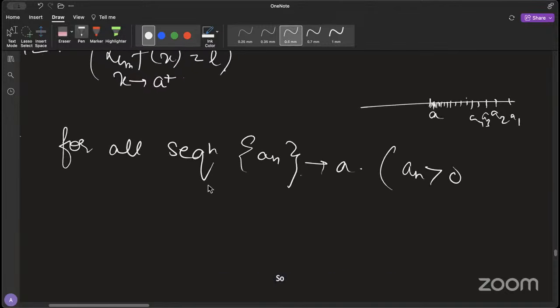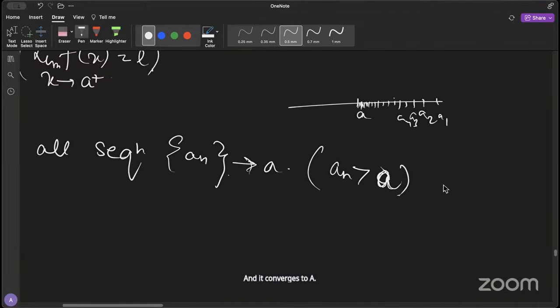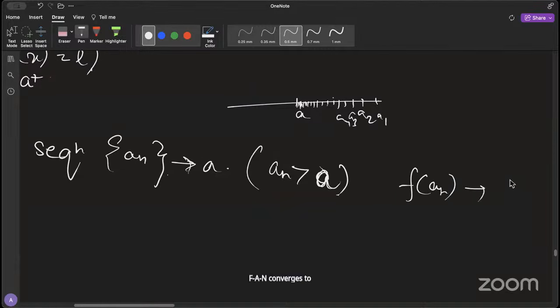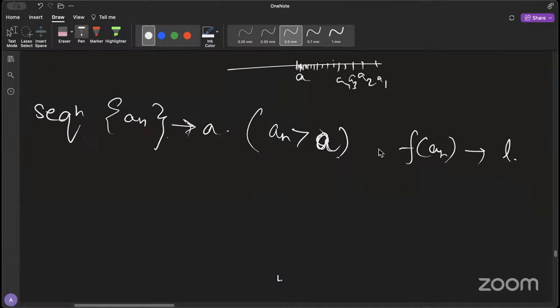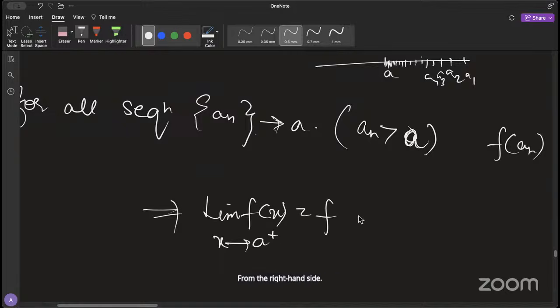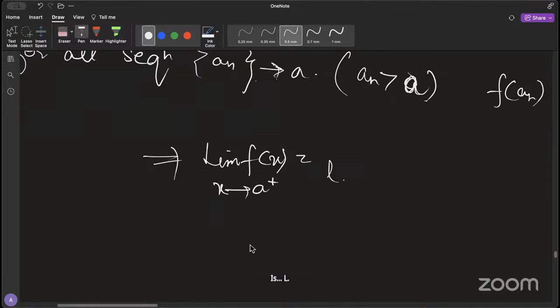So if for all the sequences a_n such that all the terms of a_n are greater than a, and it converges to a, f(a_n) converges to L. This implies the limit of f(x) as x tends to a from the right-hand side is L, right?